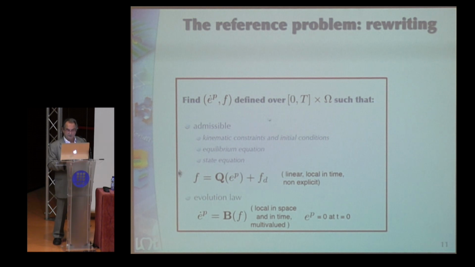And for the admissibility equation, we have to satisfy the relation where Q is a linear operator, local in time, and non-explicit, and this quantity here is given independent of the data. For the evolution law, we have a material operator B, which is local in space and in time variable, plus the initial condition that you have here.